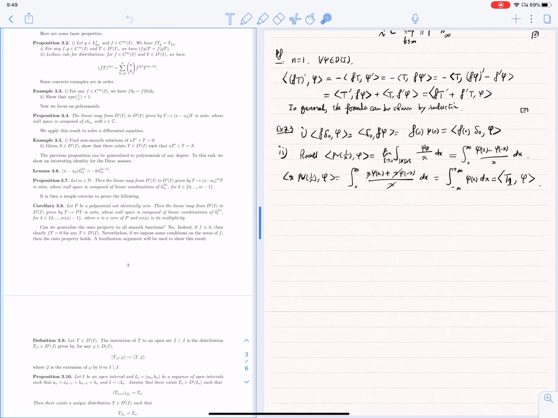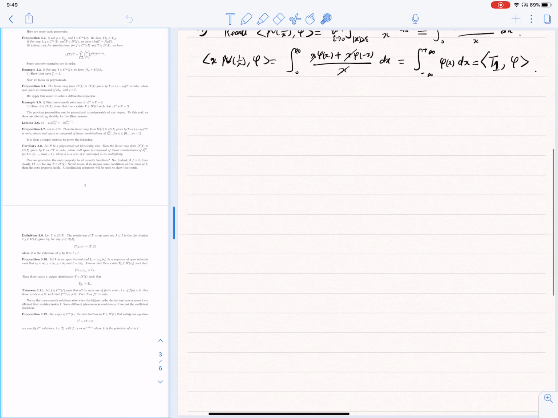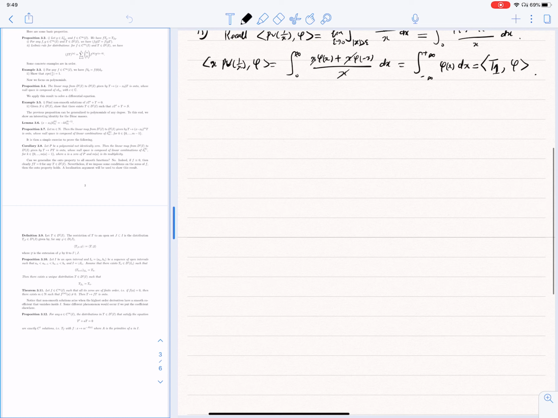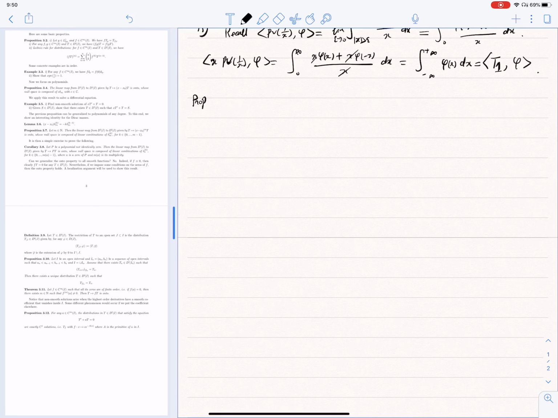And here I'm going to reformulate this proposition a little bit to be more precise. So firstly, we have that the operation is onto, which means that for any S distribution, there exists a T distribution such that (x minus x naught) times T is equal to S. Okay, so this is exactly the onto property of the operation product.